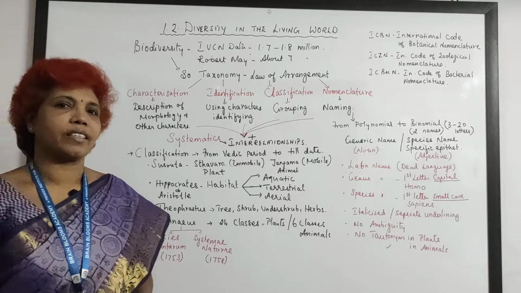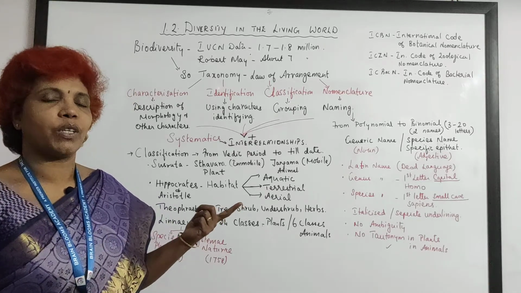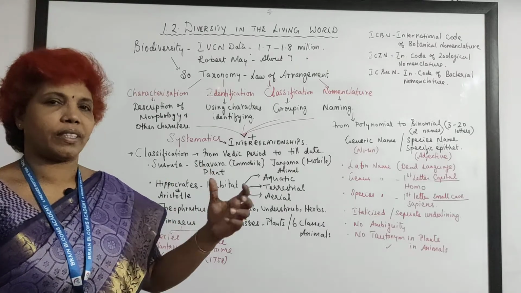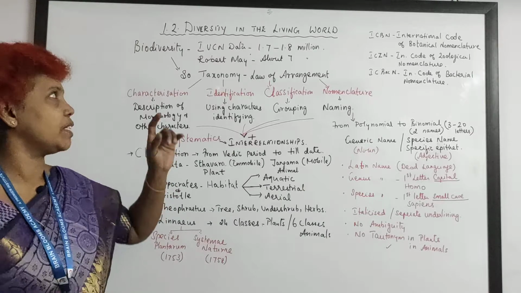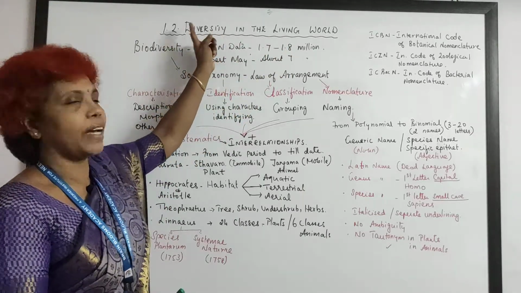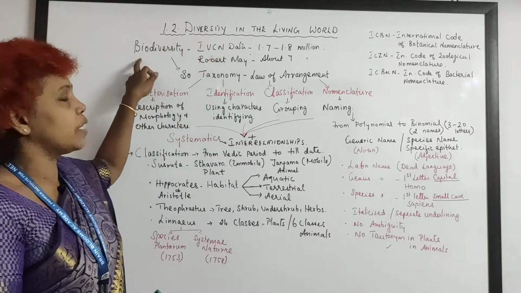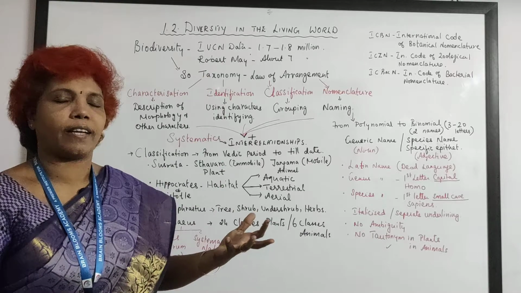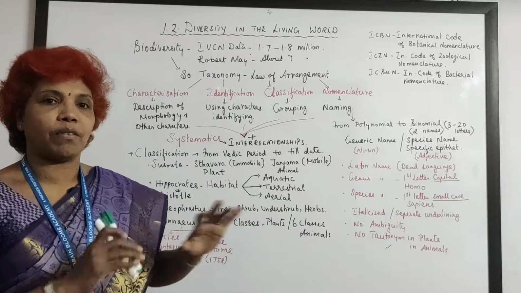Hi, good morning. We have seen the previous video, the living world, the first one, what the living world is and what all the criteria are. And today we'll start with diversity in the living world. You know what diversity means? Especially biodiversity, living creatures, whether it is a plant or an animal, it is diversified.